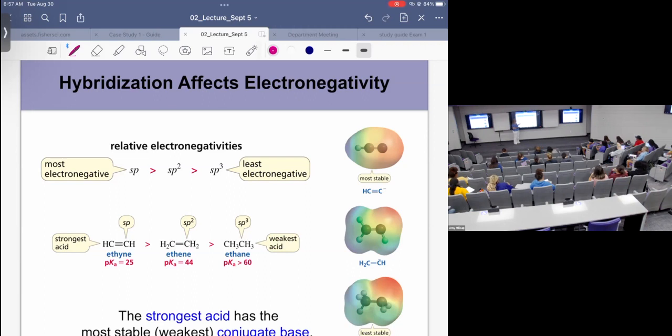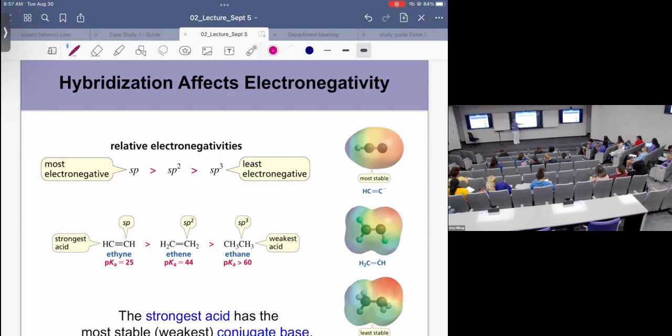So when we are comparing carbons, the hybridization of the carbon is going to tell you which carbon is the strongest acid. The carbon that is the strongest acid is the most electronegative carbon, the one that has the most s character. So an sp3 carbon is a really bad acid. It has a pKa of 60.